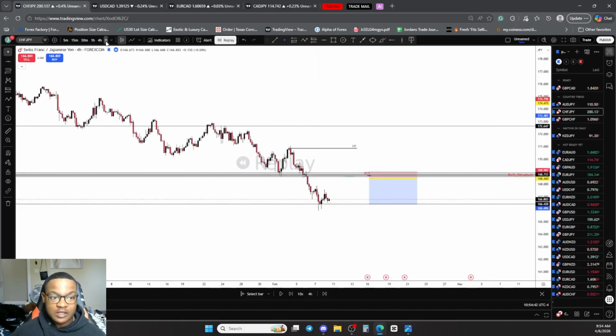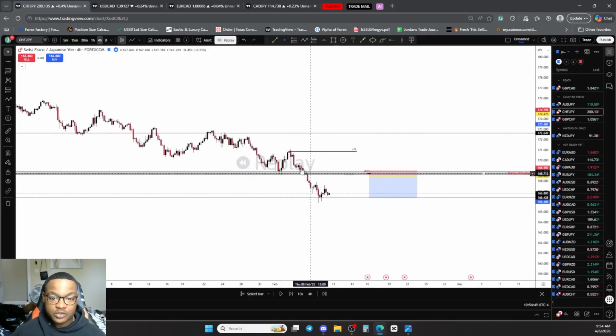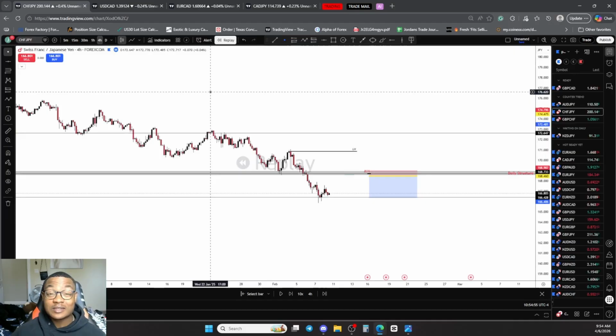So if we go towards the daily, we see that the daily performed a break of structure of its own happening there. We see that the 4 hour performed a break of structure of its own happening around here. Both time frames are in sync, doing the exact same thing at the exact same time. This is what we look for.